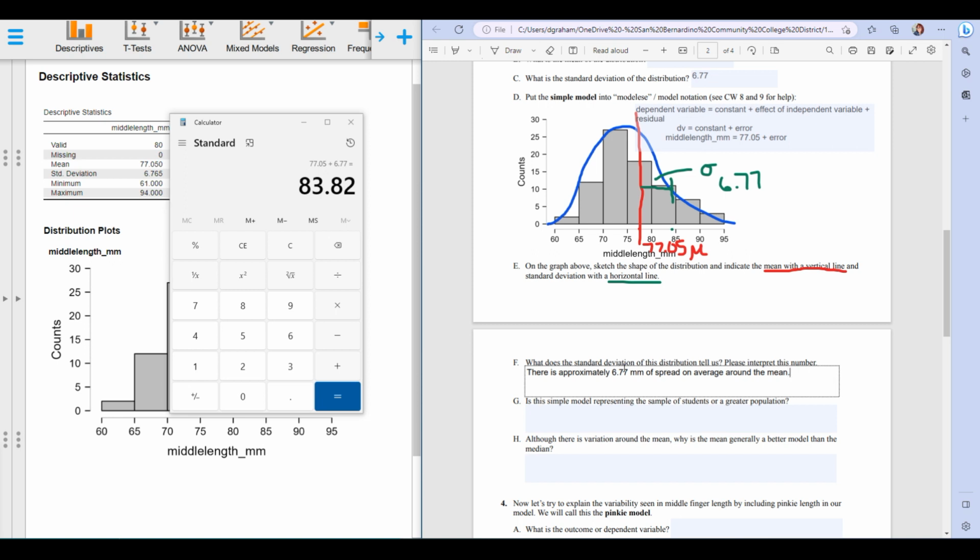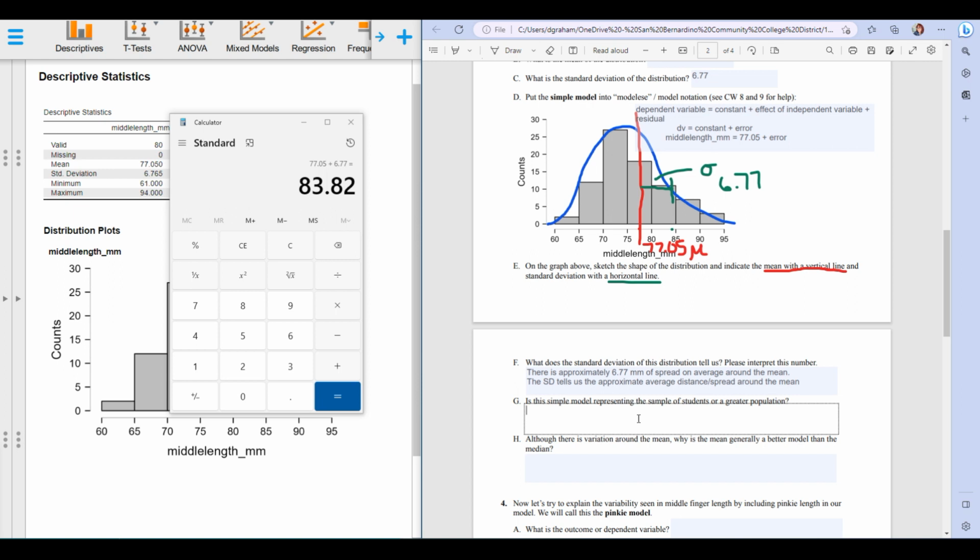And you can say this a lot of different ways, but really what I'm looking for is the fact that you understand that the SD tells us the approximate average distance or spread around the mean. And in this case, it's 6.77.